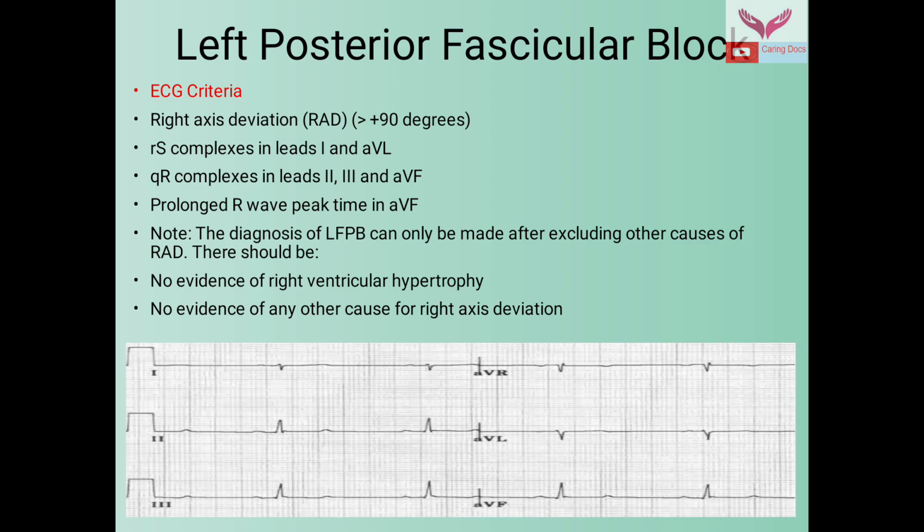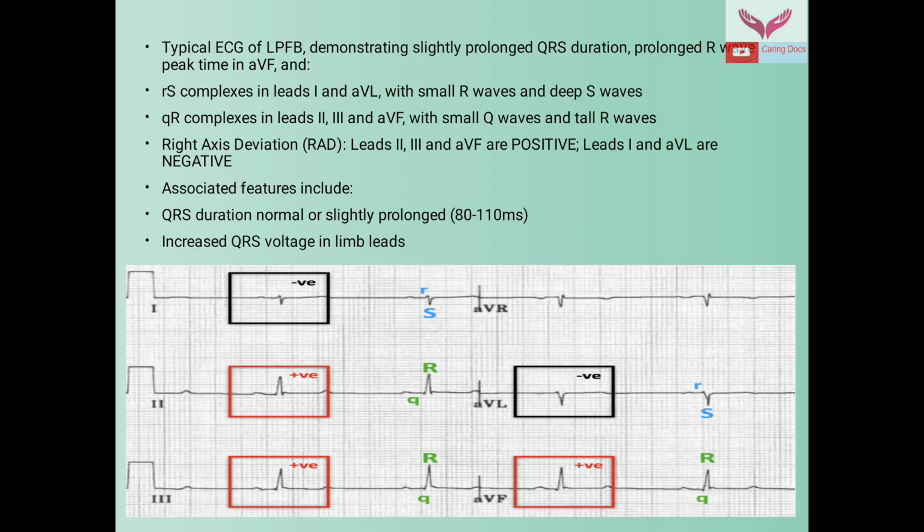There should be no evidence of any other cause for right axis deviation. So the ECG criteria is right axis deviation, RS complex, that is small r and big S complex in lead 1 and AVL, QR, that is small q and dominant R complex in lead 2, 3 and AVF, and prolonged R wave peak time in lead AVF.